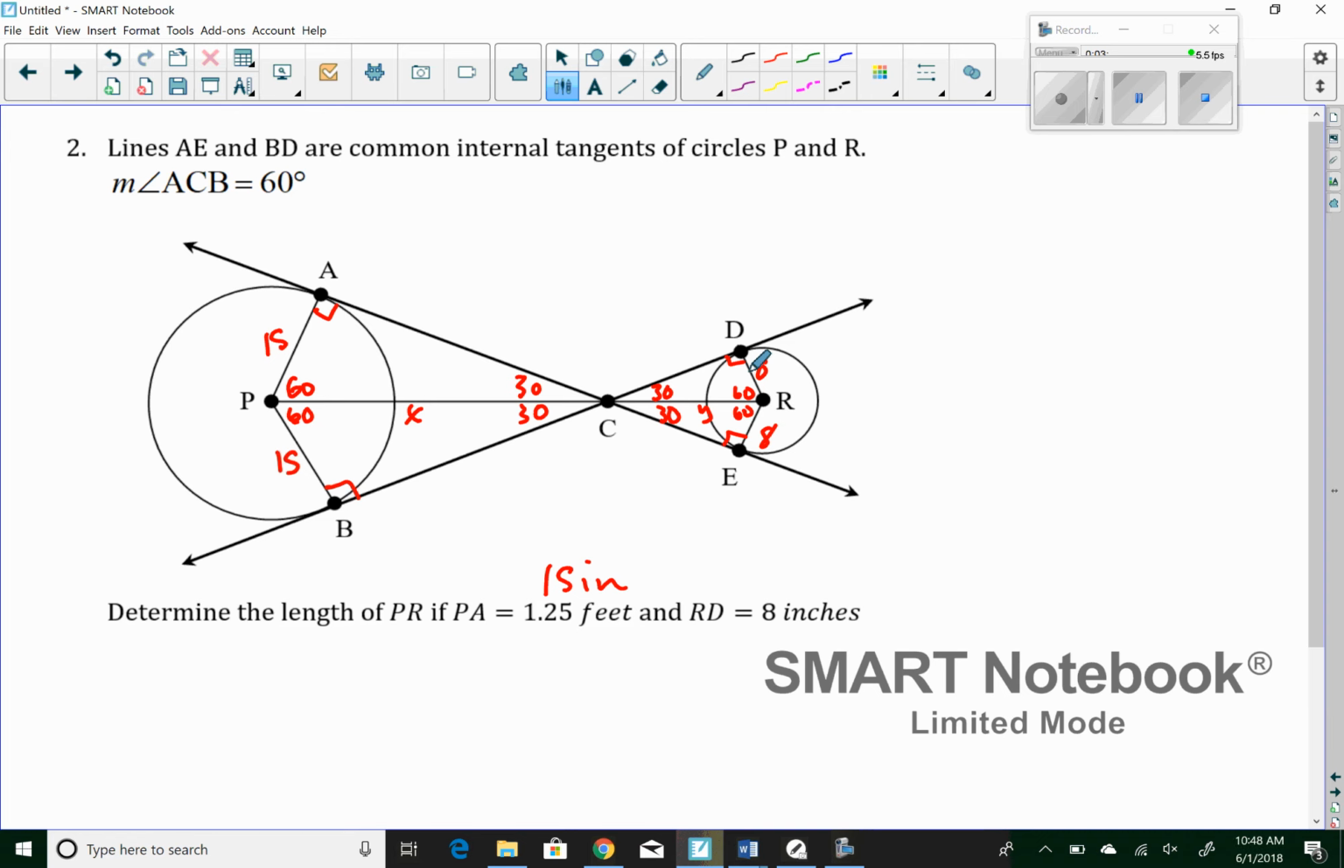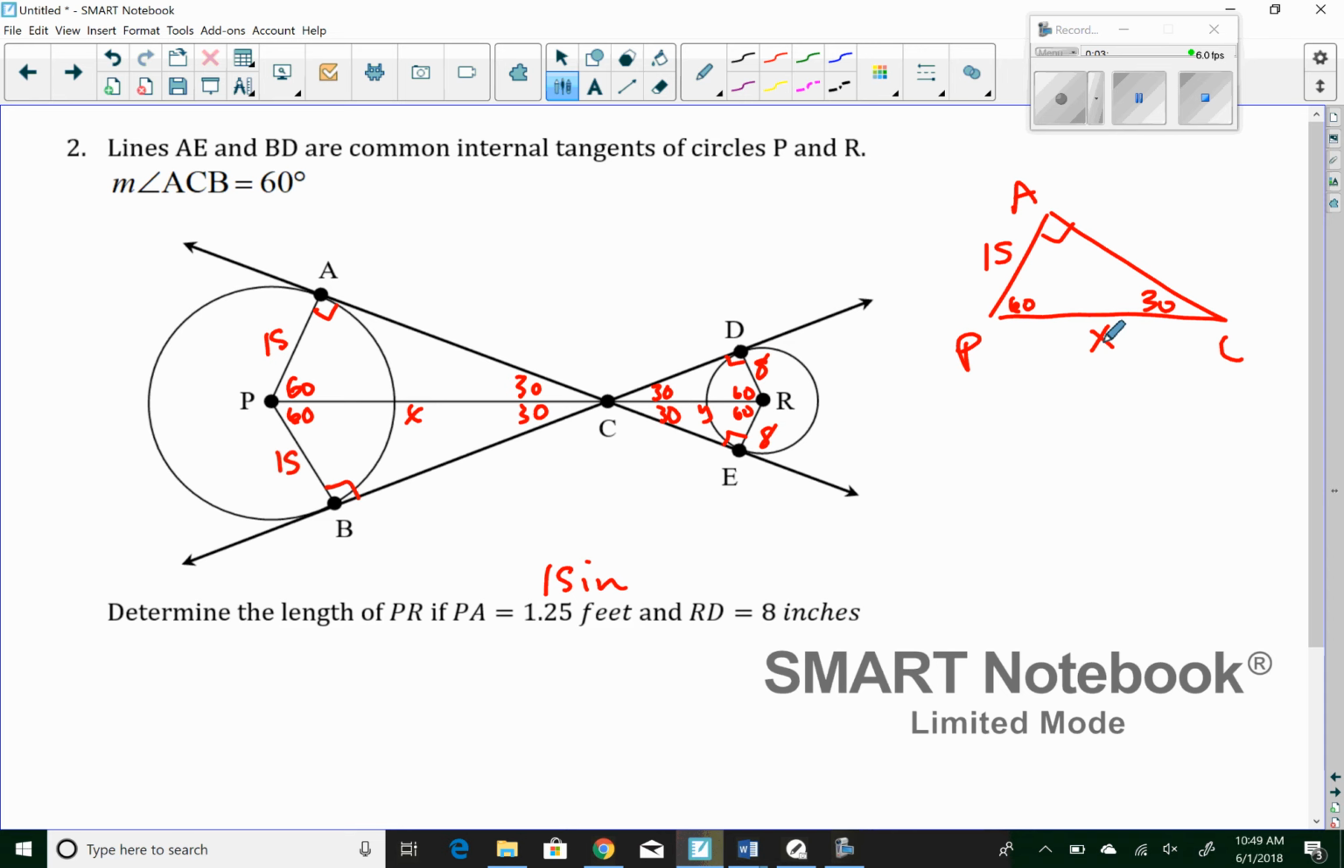Now, one thing that I notice about these triangles is they're similar to each other. I also see that I have some trigonometry that I could be using here. So if I just take out triangle PAC, I have an angle of 30. I have a side of 15. I have a right angle. I have a side of 60. And I have a side I don't know.